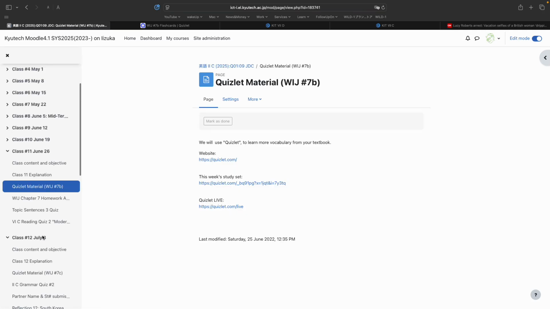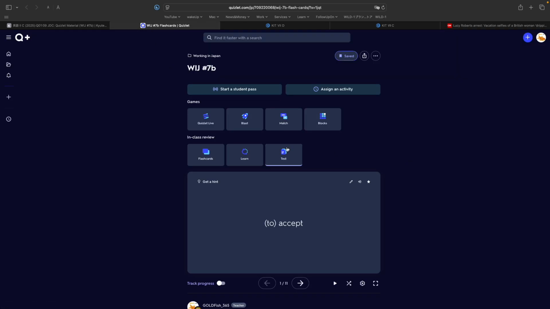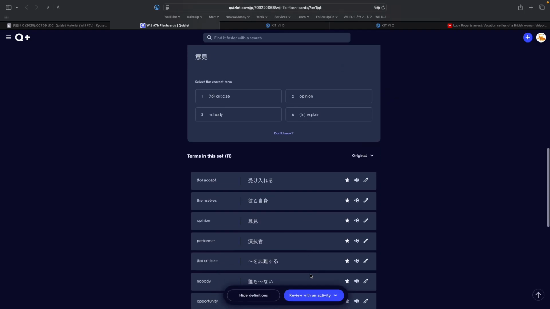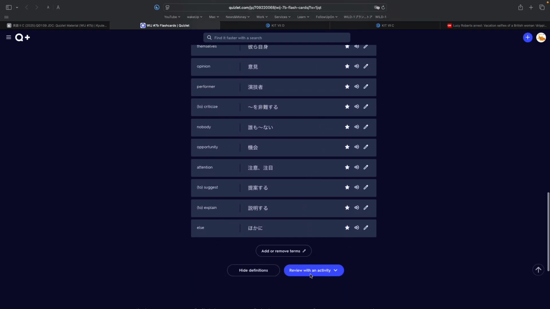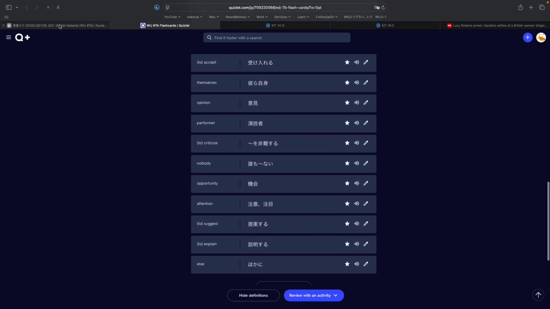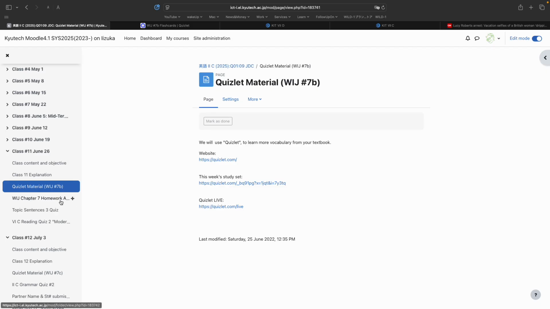We're going to start today working with Quizlet. If you want to see what the study set will look like here, it's over here, WIJ7B. This is the second to last set. Don't forget, all of these words will be on the final test, so don't forget to study them. This one is actually very small. There's only 11 words, so this should be pretty easy to remember. Okay, so we'll start with Quizlet.